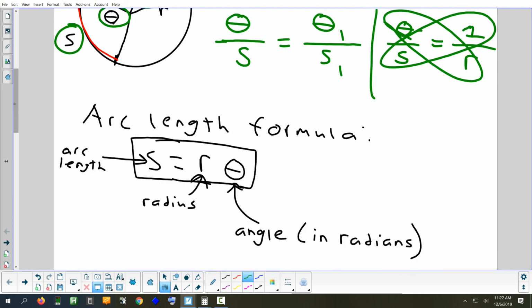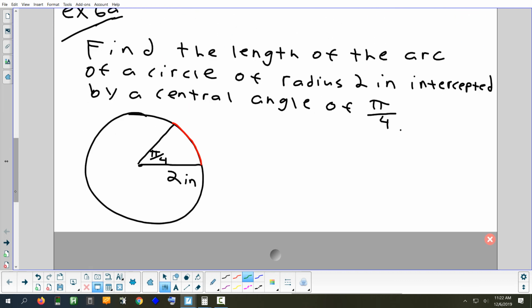Arc length formula. S equals R theta. So here's my formula. I'm going to take the numbers and plug them in. First, I'm going to write it down so I don't forget it. Now go through the formula and fill in everything you can.